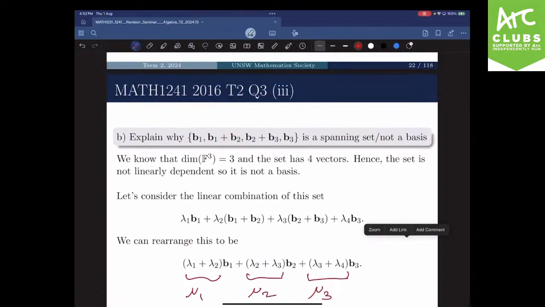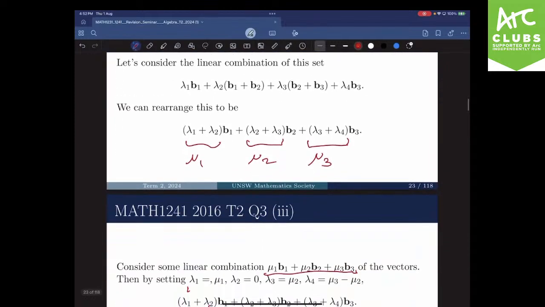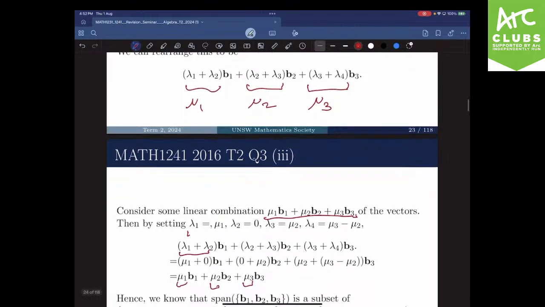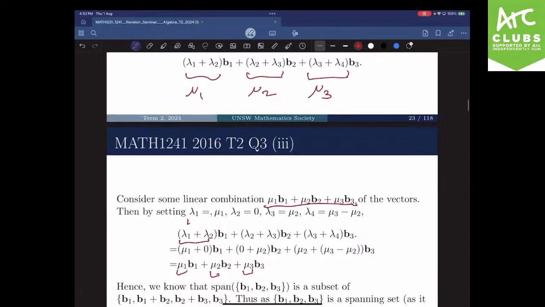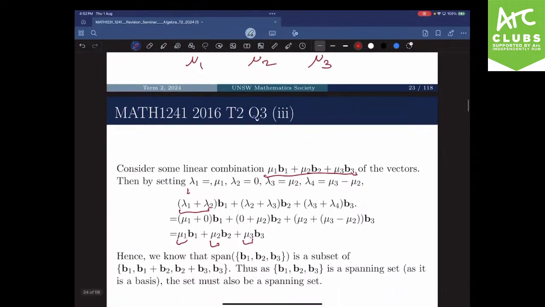So we note that the span of this set here is a superset of the span of b1, b2, b3. But we know that b1, b2, b3 is a basis for our vector space F3. So we know that it's a spanning set. So since it's a spanning set, we also know that our other set here is also a spanning set. And yeah, then we're done. So are we fine with that?